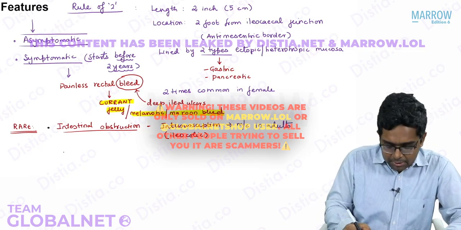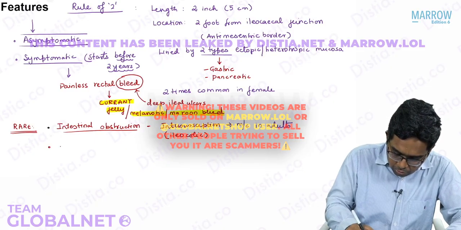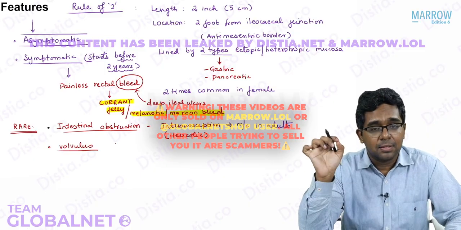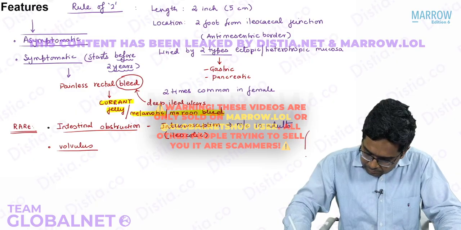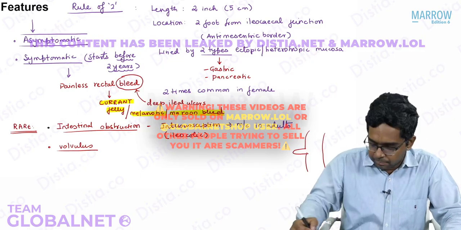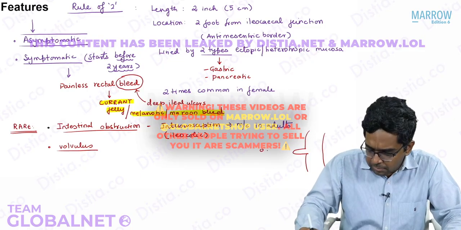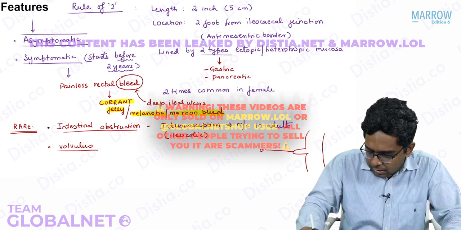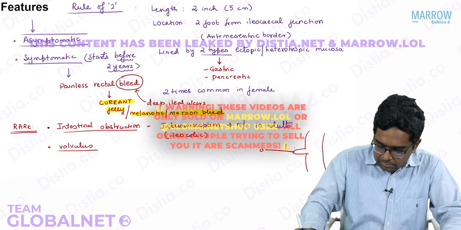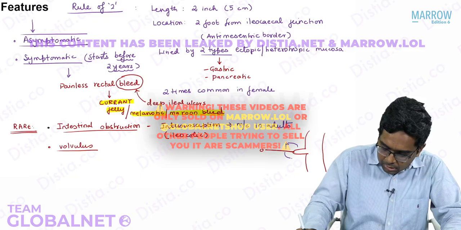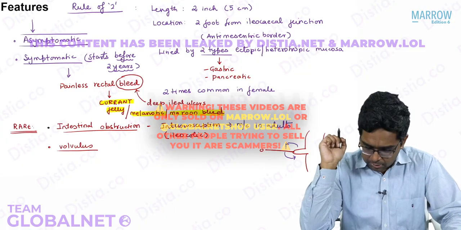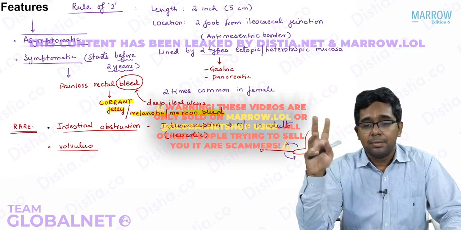Another rare presentation is that it can present as a volvulus. What is the reason for this volvulus? Think like this. This is the ileum which we are talking about, and this is the Meckel's diverticulum which I am drawing here, and this is the umbilicus. Sometimes there is a fibrous band connecting the umbilicus and the Meckel's diverticulum. The Meckel's diverticulum can twist around that fibrous band, and this can predispose to the development of volvulus. This is again a rare presentation.